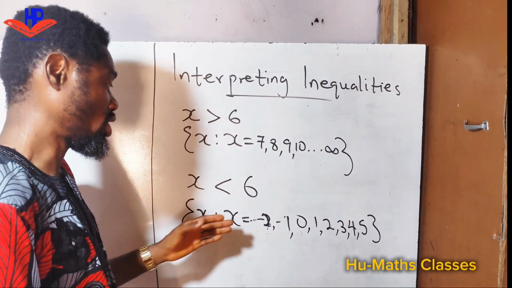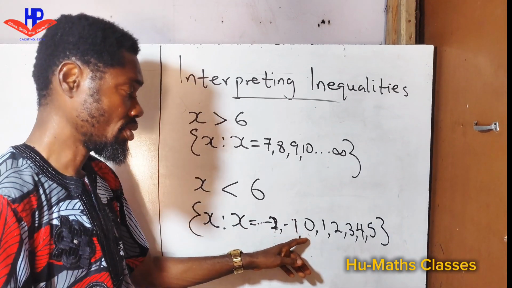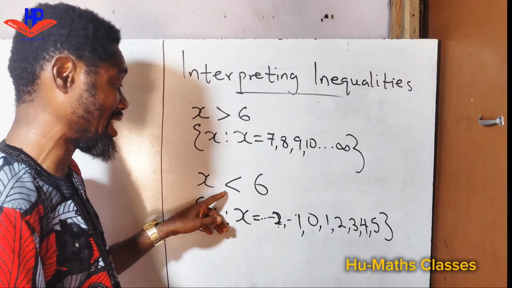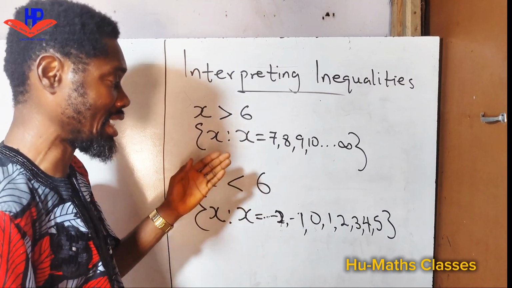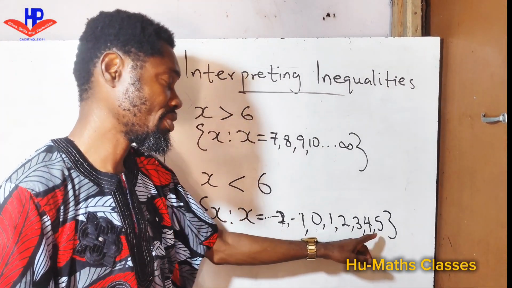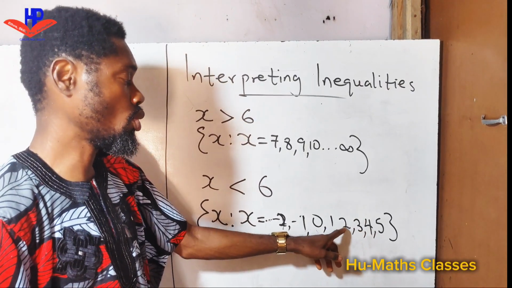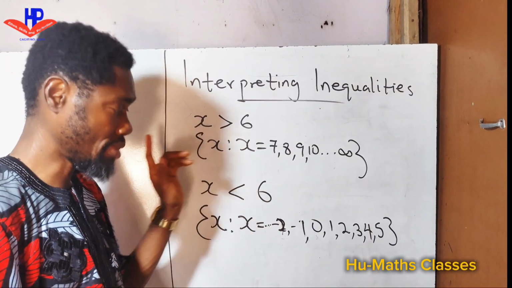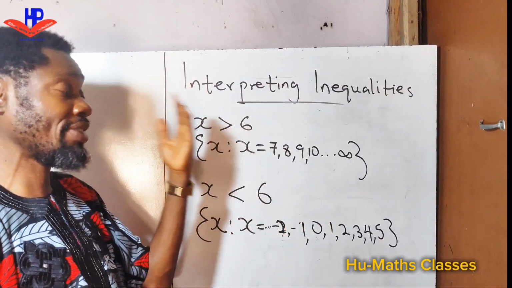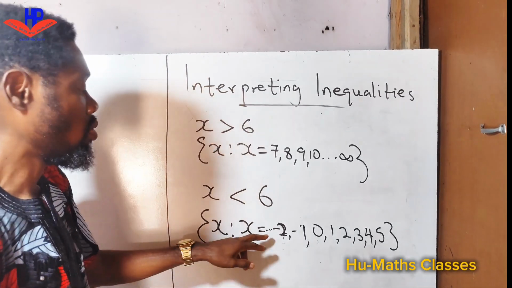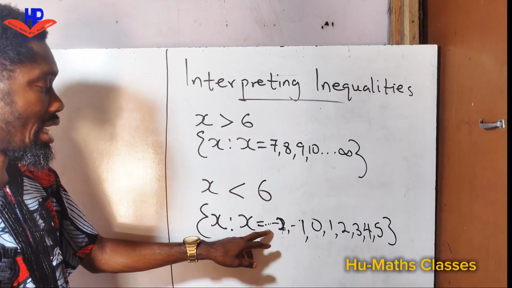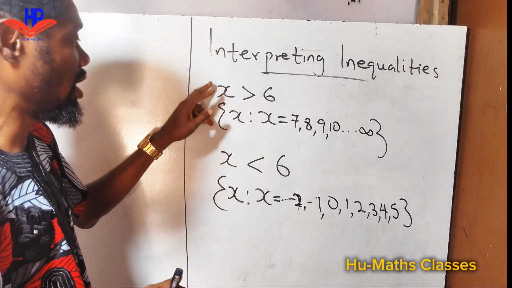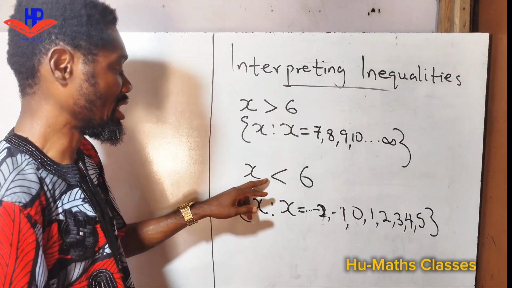But x will surely include the negative numbers, 0, 1, 2, 3, 4, 5, because the inequality says that x is less than 6, and numbers less than 6 are numbers from 5, 4, 3, 2, 1, 0, minus 1, minus 2, minus 3, minus 4, minus 5. All the negative numbers are less than 6. And I said we cannot exhaust the set of negative integers. So that is that for x greater than 6 and x less than 6.